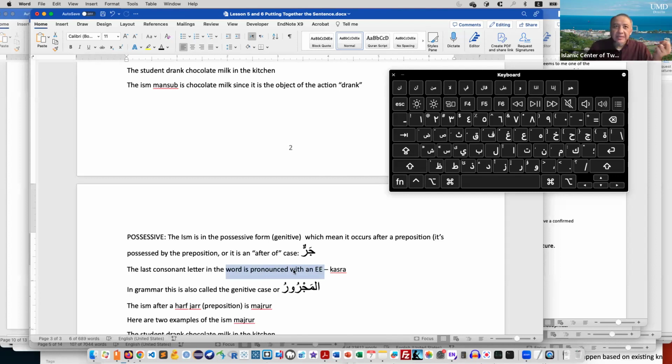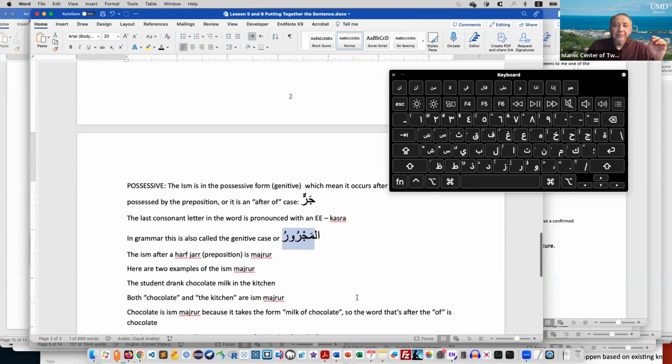Jar literally means something that is attached to. The technical term for it is the genitive case. It's called al ismul majrur. So jar and majrur, same word here, same root word.